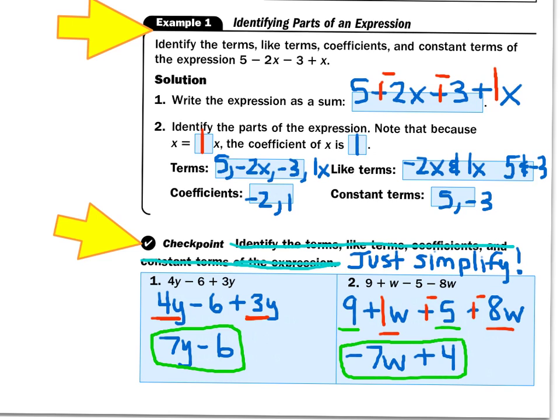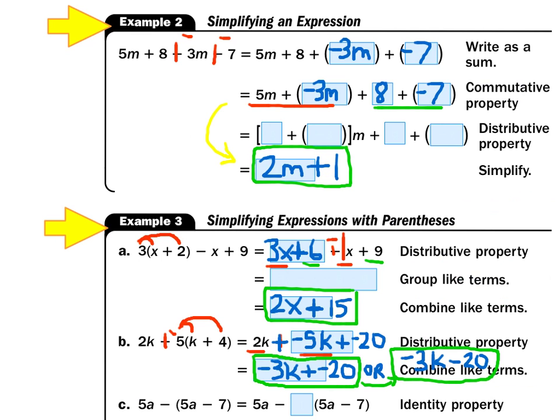And then I put my addition sign, and now I matched up the constants, the plain old numbers. So 9 plus negative 5 would make positive 4. So I end up with negative 7w plus 4. And I cannot go any farther because the 4 doesn't have a w.